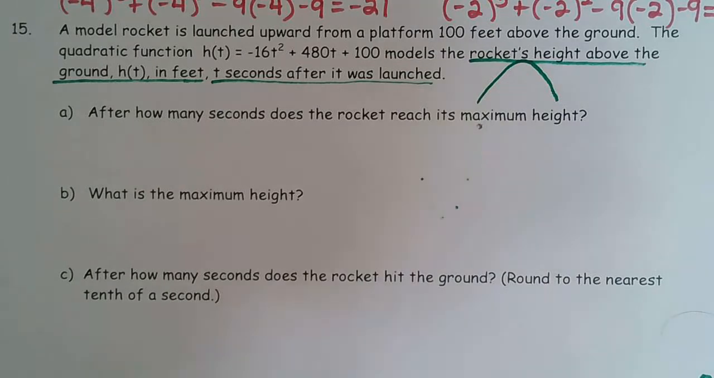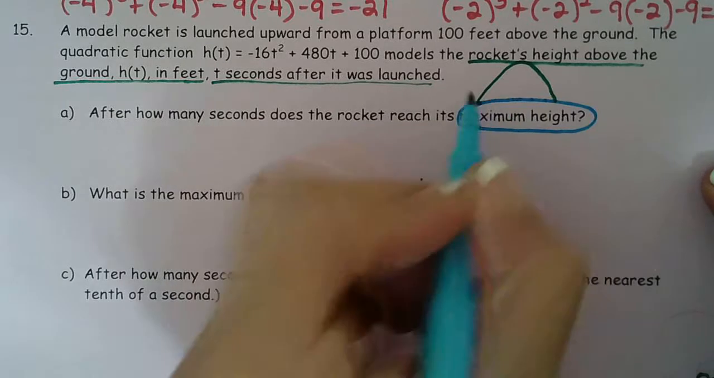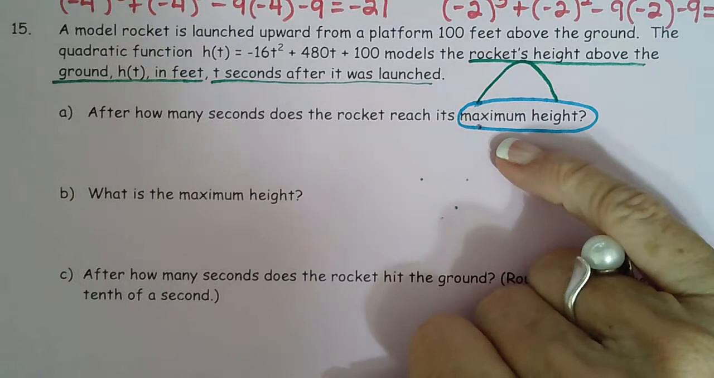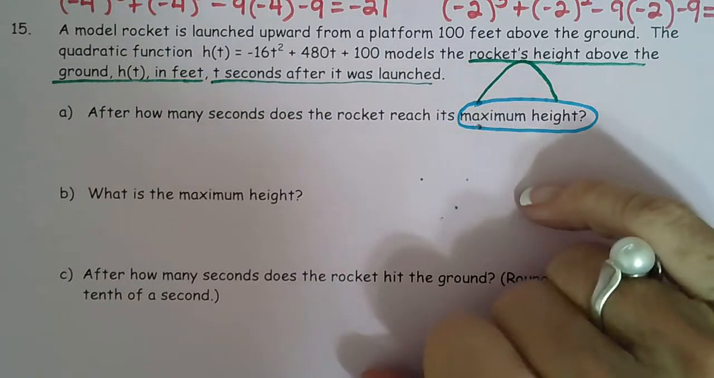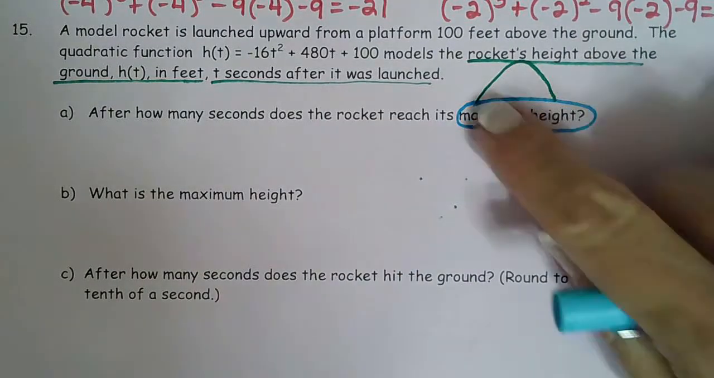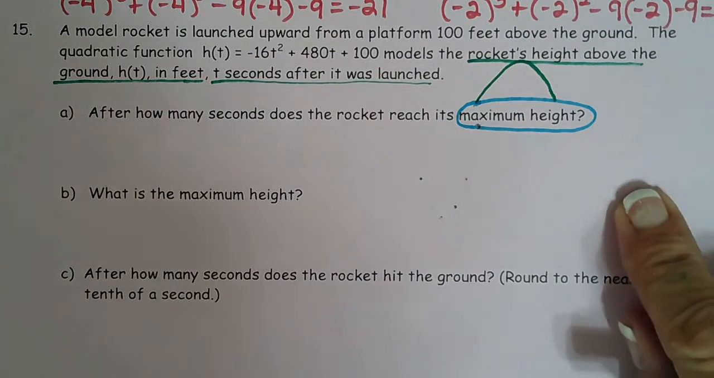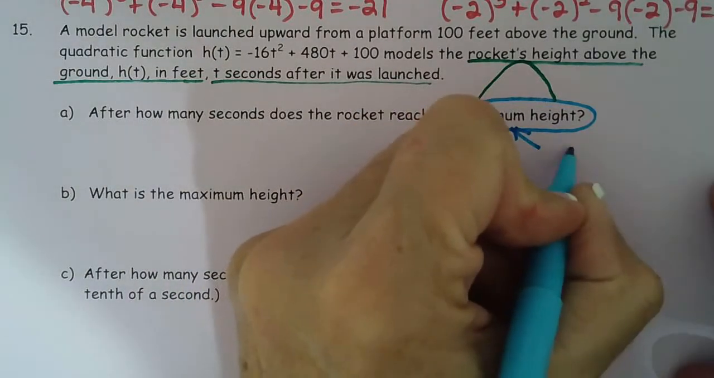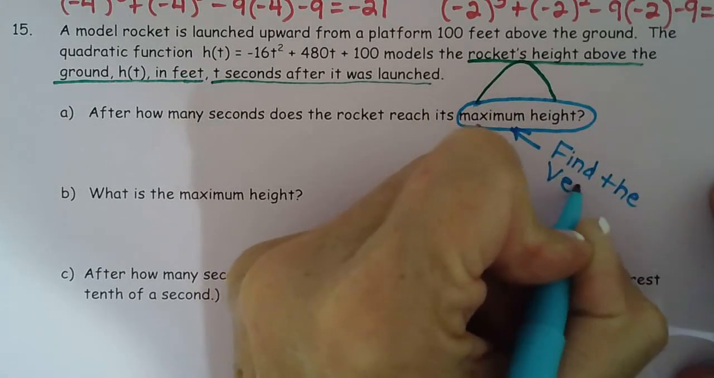So after how many seconds will the rocket reach its maximum? Remember when we did 2 of these in our 7.5 notes? The minute you see maximum, what's your head supposed to say? Find what's the highest point on the graph? The vertex. So if the parabola cups down, the vertex is the highest. If the parabola cups up, the vertex is the lowest. So the minute you read the word maximum or minimum, this is what your head should say. Find the vertex.